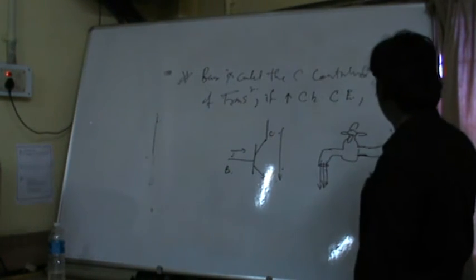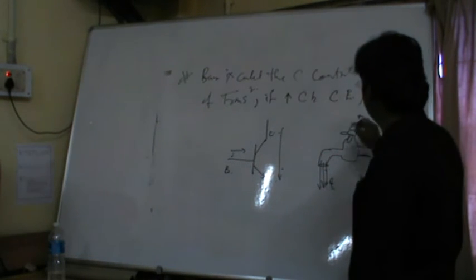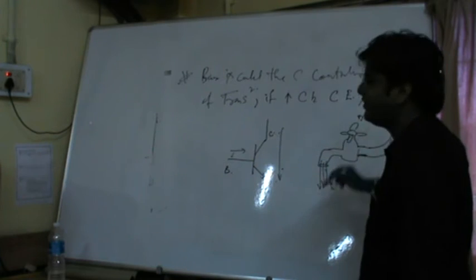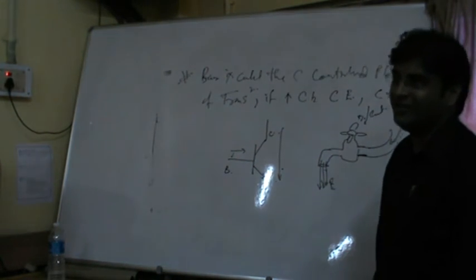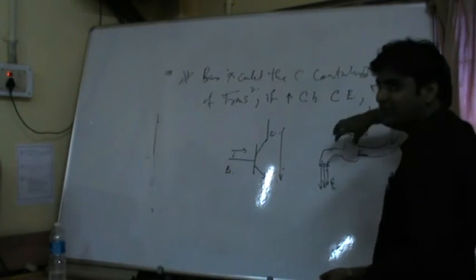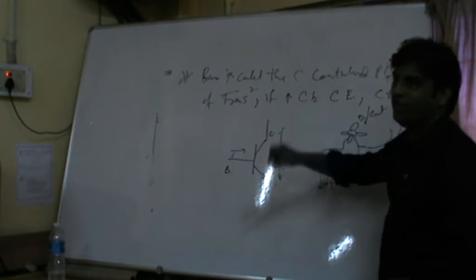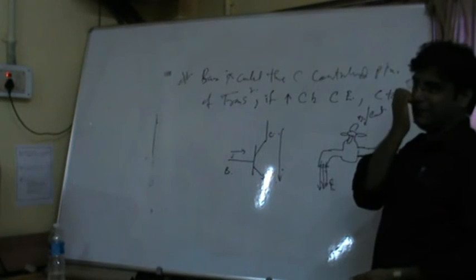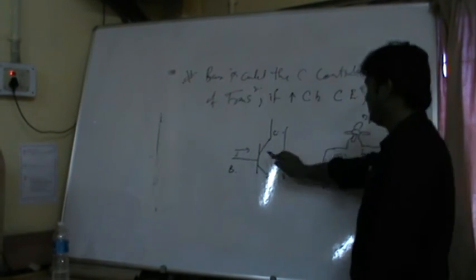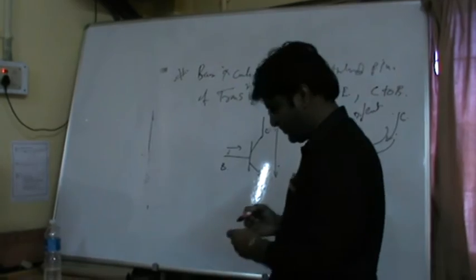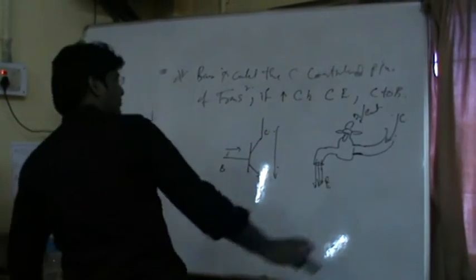Consider this is the collector, this is the emitter, and this is the base. I am introducing the current, that means a huge current flows from the collector to emitter. Okay, clear now? This is actually the concept. So this is the analogical point of view. I am just representing it like that. Now come to the point.